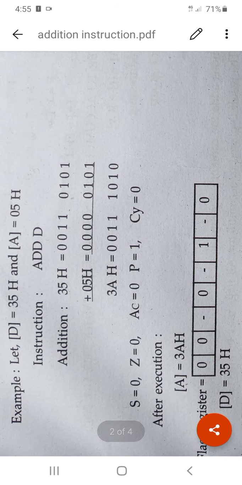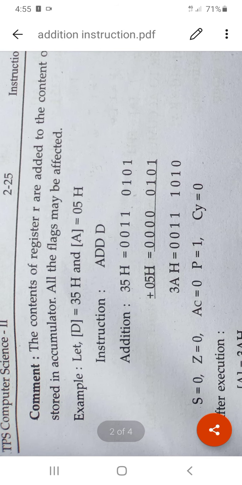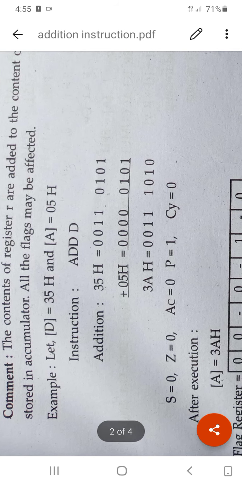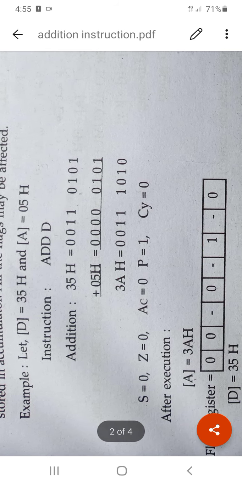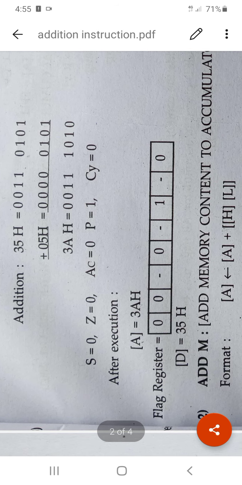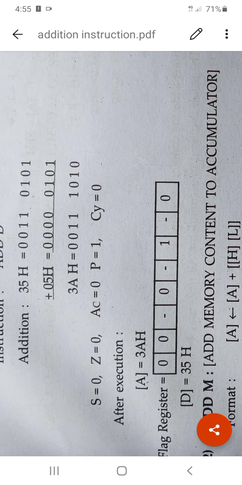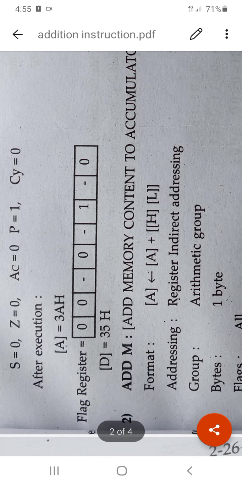Here you can see this example: register D contains 35 hex, the accumulator contains 05 hex, and after addition with ADD D, the result is 3A hex, which is stored in the accumulator. The flags: sign flag is reset, zero flag is reset as the accumulator answer is not 0, auxiliary carry flag is also reset, only the parity flag is set, and the carry flag is again reset.